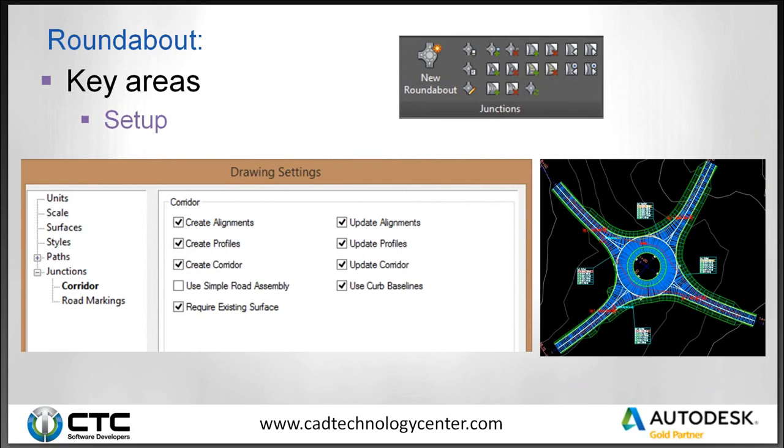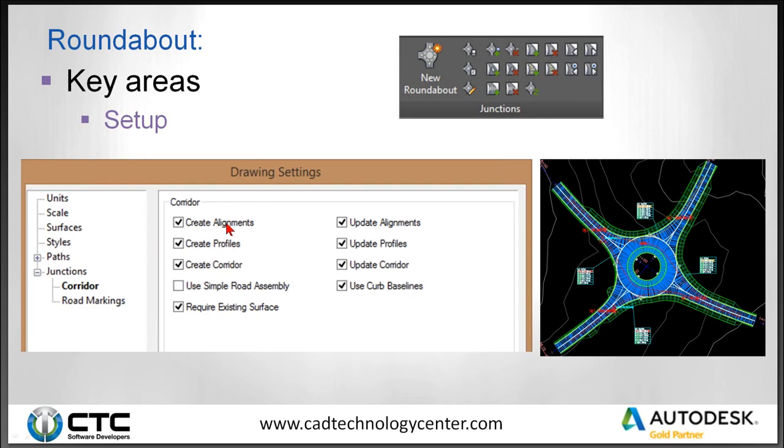Roundabouts, the last key item, a subset of vehicle tracking. One of the major portions of roundabouts is the setup. When I create a roundabout in vehicle tracking, I have the ability to have it automatically create alignments, profiles, and corridors. So if I'm using this in Civil 3D, it will build all that information for me. It streamlines and speeds up my design, because I don't have to take a centerline and turn it into an alignment and then build a new profile and then build the corridor. Everything gets done for me right away.